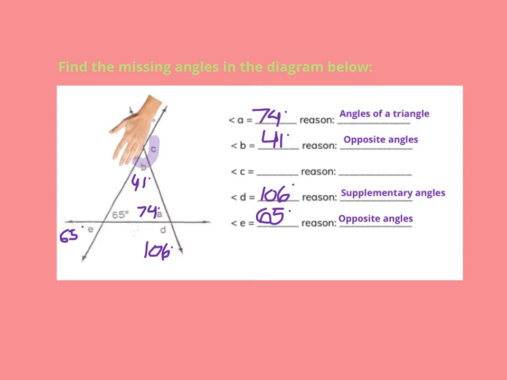Both strategies give you the same answer for C. It's just different ways of looking at it. So in both of these cases, I would do 180 minus 41 to get C. So solving for my final angle, C is 139 degrees, because it was supplementary to 41 degrees.